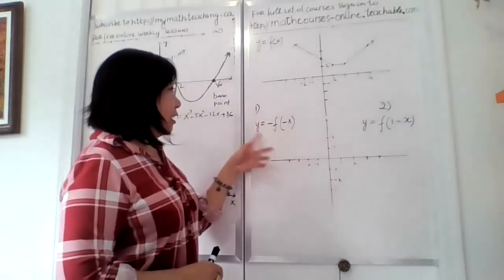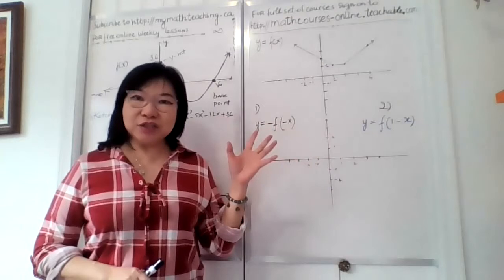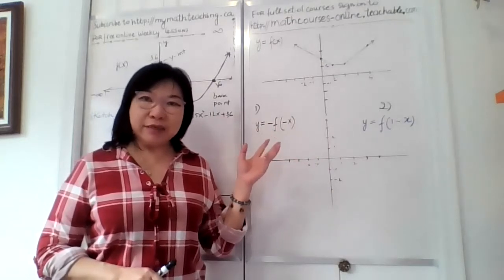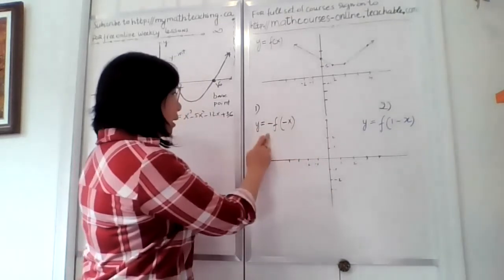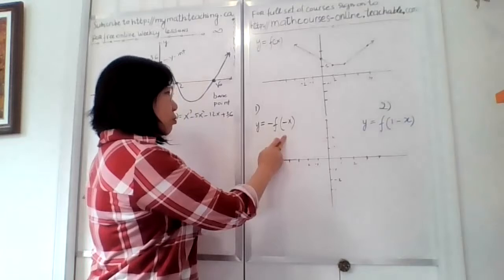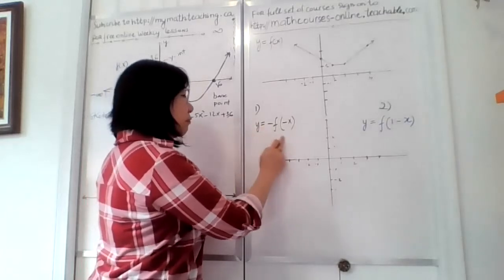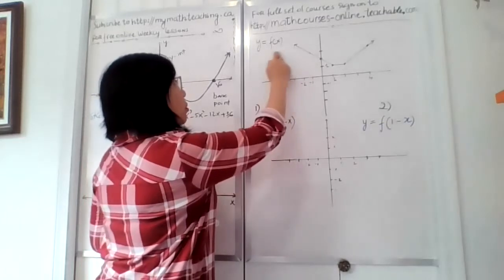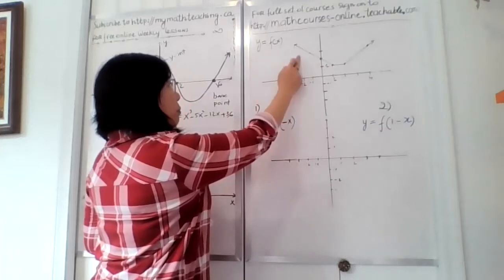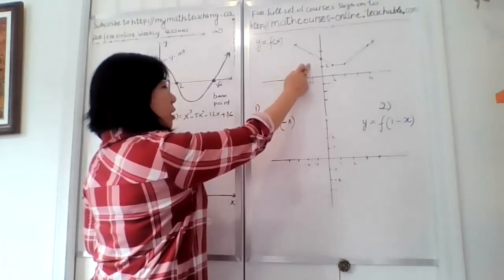So how do we recognize the notation of the transformation in math? What kind of transformation looks like this when they write like this and they ask us, I want you to sketch this function? So based on the original function y equals f of x, which is this function here.